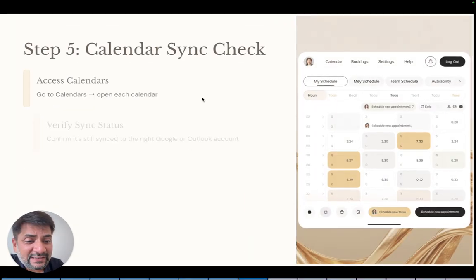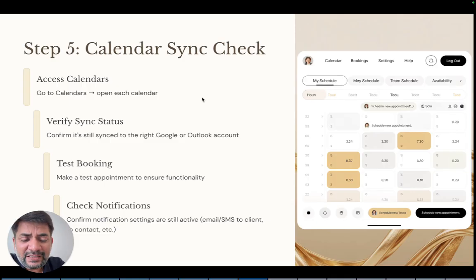Step 5. Calendar sync check. Go to calendars, open each calendar. Confirm it's still synced to the right Google or Outlook account. Test a booking. Confirm notification settings are still active. Email and SMS to client, to contact, etc.